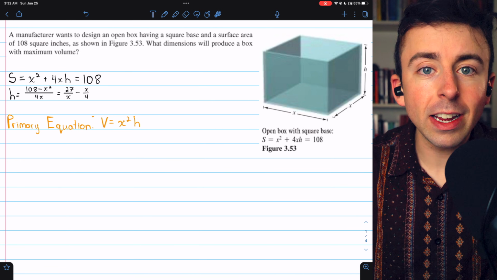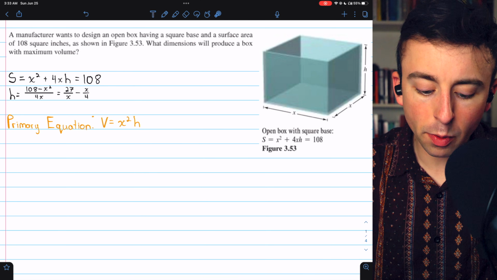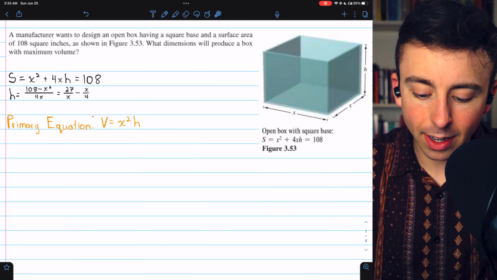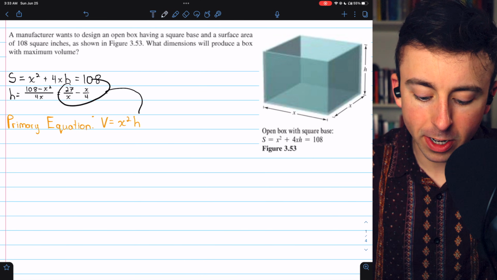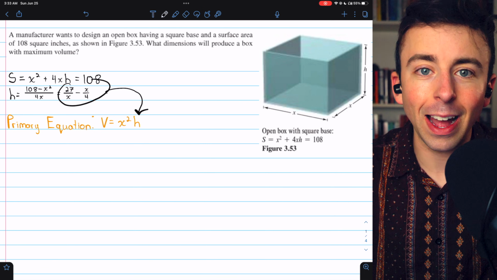So by solving for h and doing a little simplifying, we find that h equals 27 over x minus x over 4. By plugging that in for h in our primary equation, we can rewrite it in terms of a single variable and use our calculus techniques.